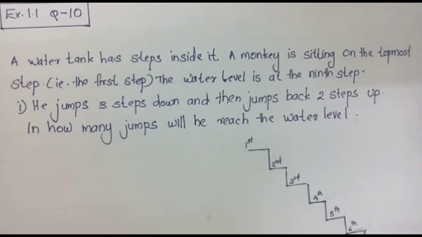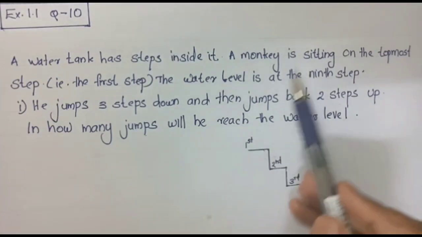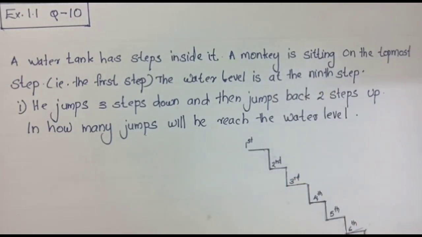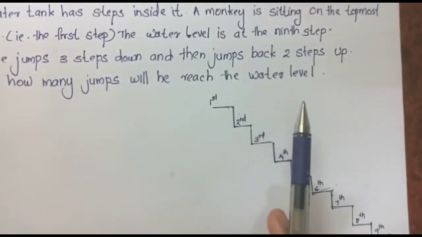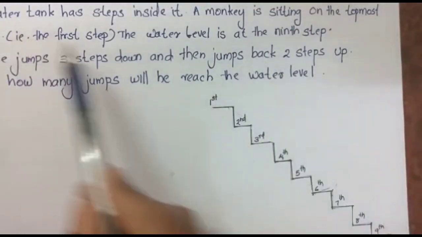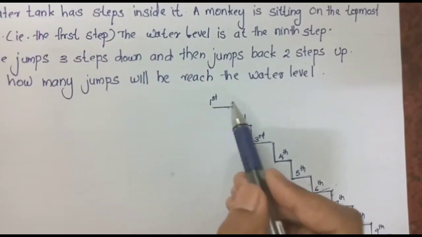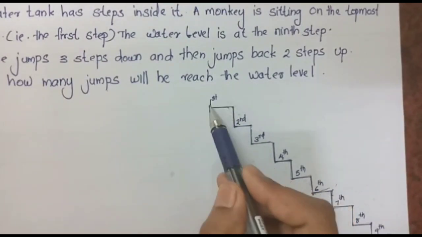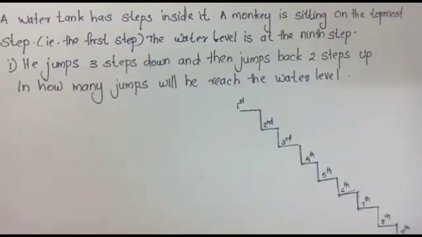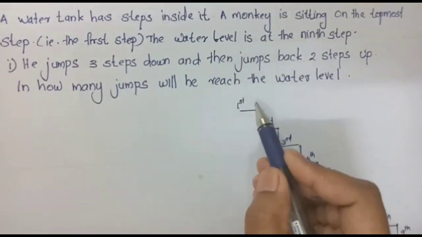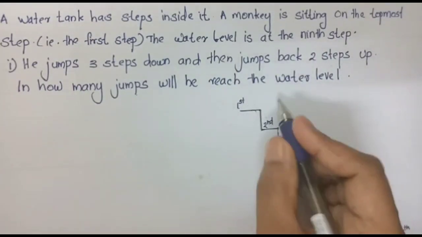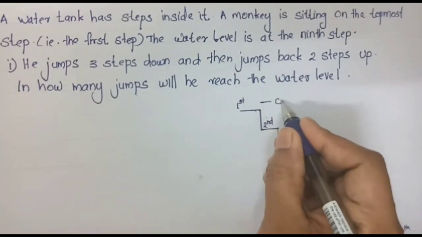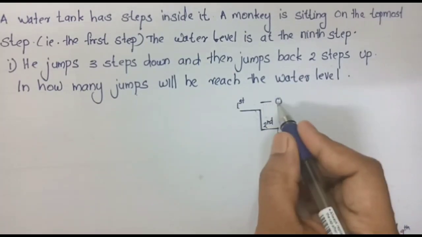So in which step is the water level? It's given in the question. At the 9th step. And the monkey is sitting on the topmost, that is the first step. The monkey is sitting here on the first step. So we will take this as our starting point, since the monkey is sitting here. So we will mark this as 0 because this is the starting point.